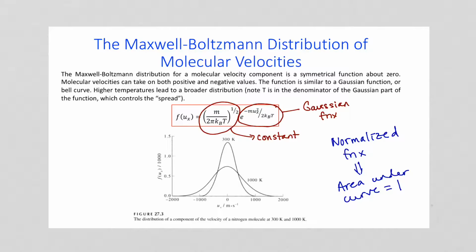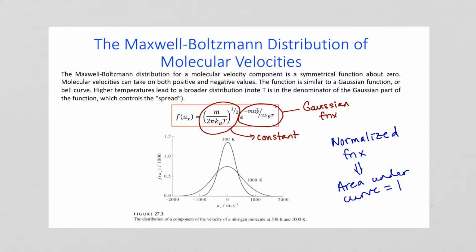So we're essentially calculating a probability when we take that integral of this distribution function. We're just saying there's a 100% chance that we're going to get one of the possible speeds for our molecule. So just remember, normalized function means area under the curve is 1, which means when you integrate over all of the usable space, you should get a value of 1.